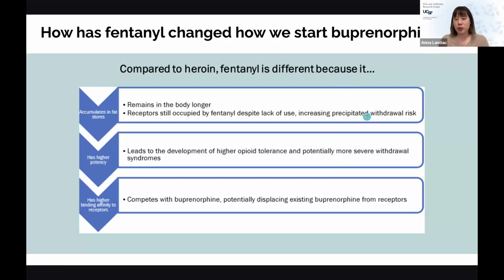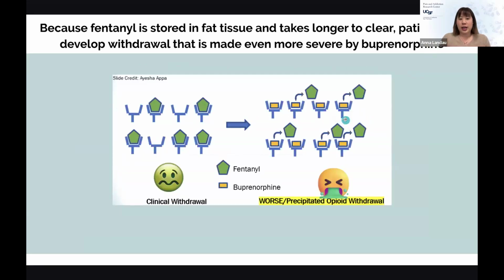It's kind of like what I describe to patients: sometimes it feels like a battle going on inside your brain between fentanyl and buprenorphine, and they're just pushing each other off. What this looks like is someone who is feeling in clinical withdrawal, but they still have a lot of fentanyl on the receptors. Because it stays longer in the body, buprenorphine coming in can push off that fentanyl, and it can lead to feeling even worse, or worse precipitated opioid withdrawal.